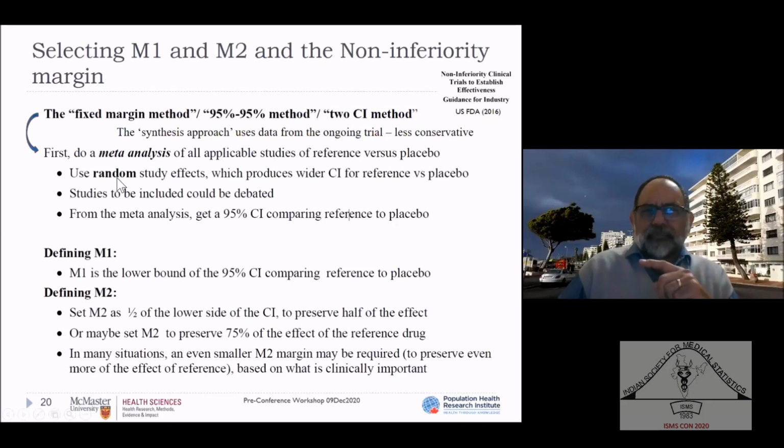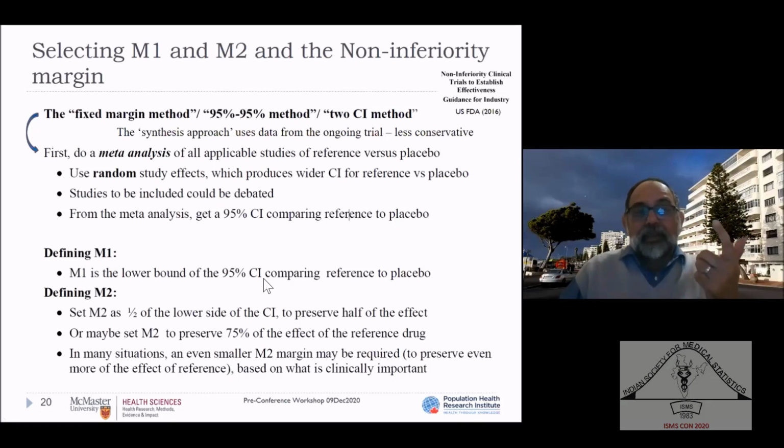And your meta-analysis in obtaining the effect of the reference versus placebo should be done not with fixed study effects, but random study effects, because you get a wider confidence interval. You should decide what studies to include, and then you get the 95% confidence interval for reference to placebo. Now you have M1. M1 is the lower bound of the 95% confidence interval, right? Because that's the smallest effect of that reference to placebo.